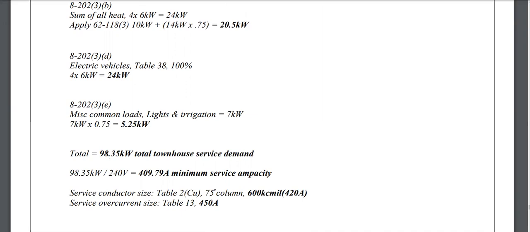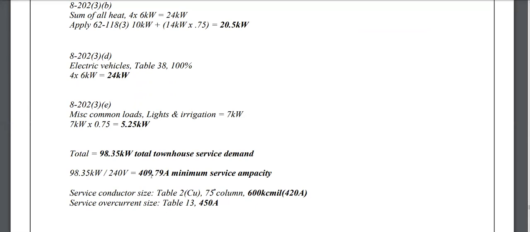Now, just like a single family dwelling, this is considered a non-continuous load. And because of that, we don't have to increase it by 0.8 or anything like that, or even really concern ourselves with what the continuous rating is of our overcurrent protection. It could be 80% rated or 100% rated. It makes no difference because this demand is determined to be a non-continuous load.